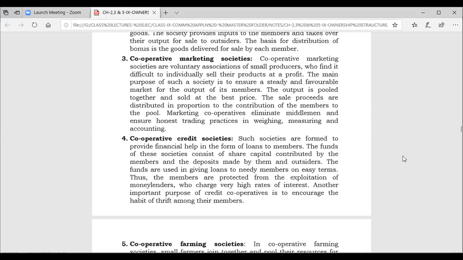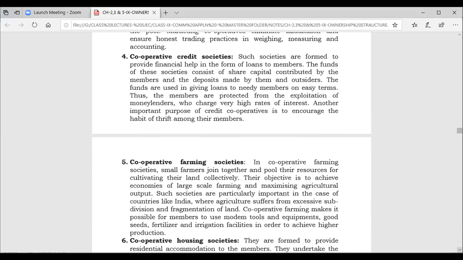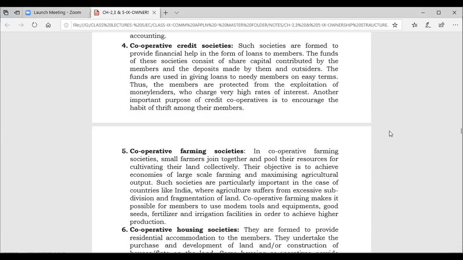Cooperative Credit Society. Such societies are formed to provide financial help in the form of loans to members. The funds of these societies consist of share capital contributed by the members and the deposits made by them and outsiders. This type of societies give small loans to the farmers and to the people who are working in small scale industries, especially in the villages. They cannot get a bigger loan, or because of the documentations and other issues, they may not get a bank loan. So this type of societies help those farmers, small manufacturers or businessmen to get certain loans at a very low rate of interest.